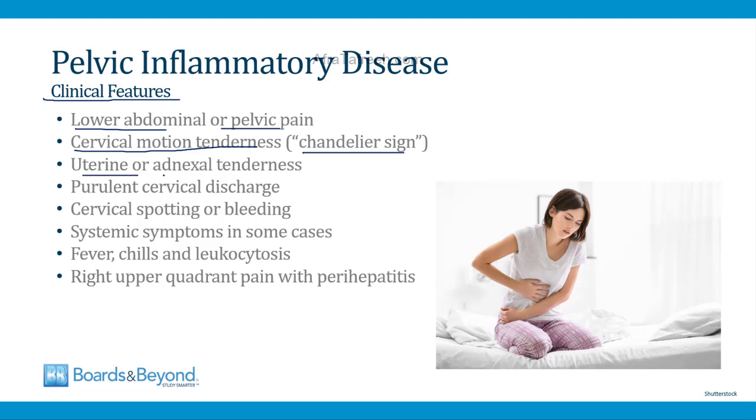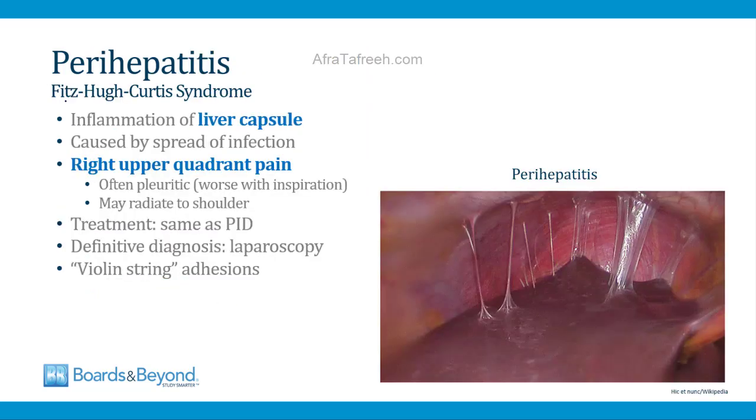There can also be uterine or adnexal tenderness. Sometimes there is purulent cervical discharge. Women can report cervical spotting or bleeding from the infection. And then in some but not all cases, there can be systemic symptoms like fevers and chills and leukocytosis. And then lastly, some women with pelvic inflammatory disease develop right upper quadrant pain, and this is caused by perihepatitis.